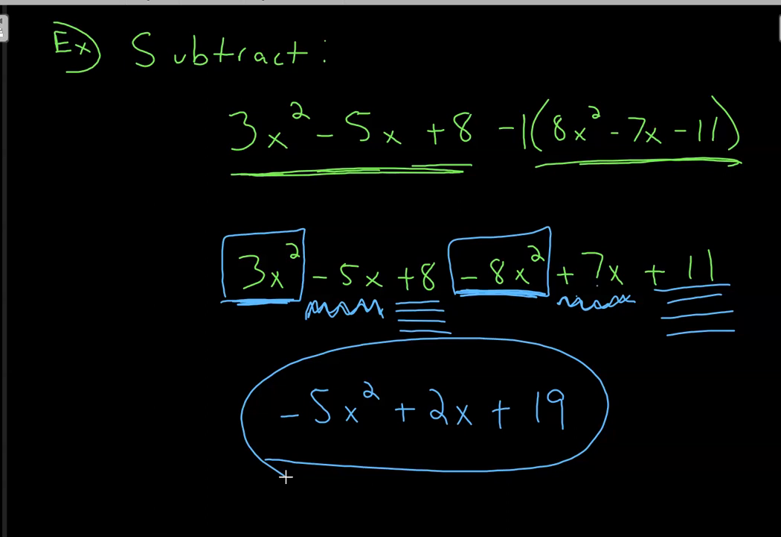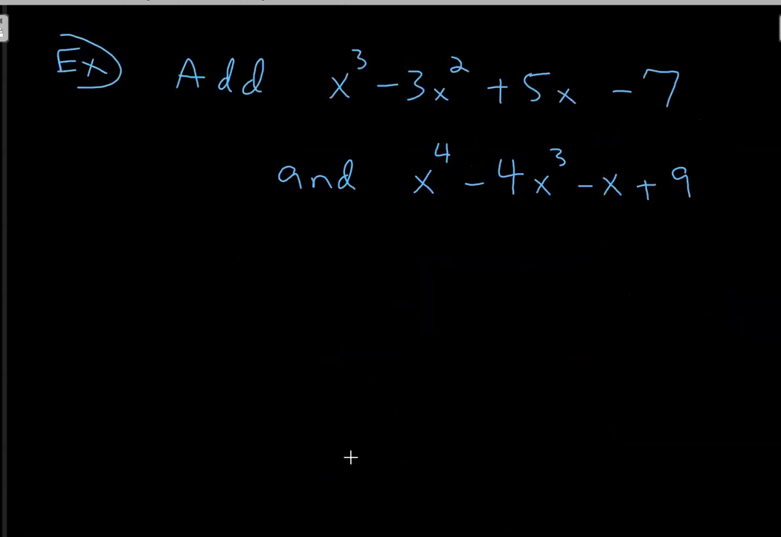The only thing I could really make different is I can add words to it. So I'll give you an example of that. Pause the video and copy this as a note, and I got a new one for you. All right, so this last example, the only difference is adding words. So this says add x cubed, subtract 3x squared, plus 5x, subtract 7, and add that to x to the 4th, subtract 4x to the 3rd, subtract x, plus 9.